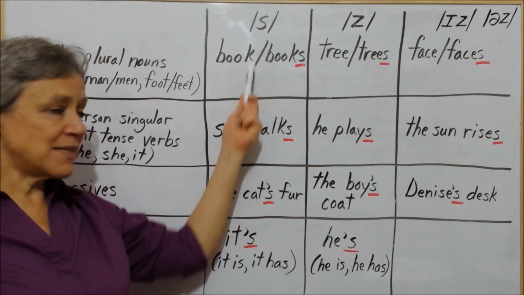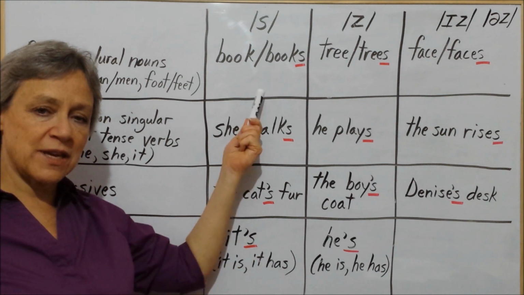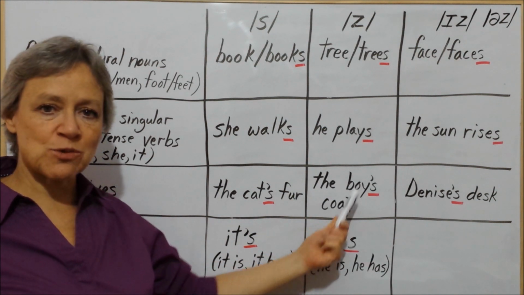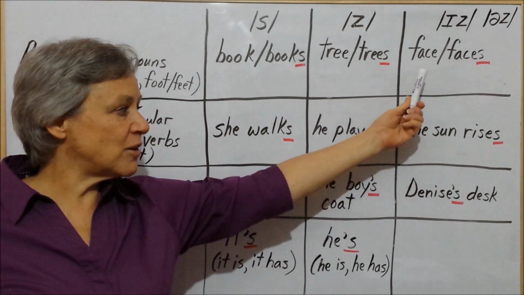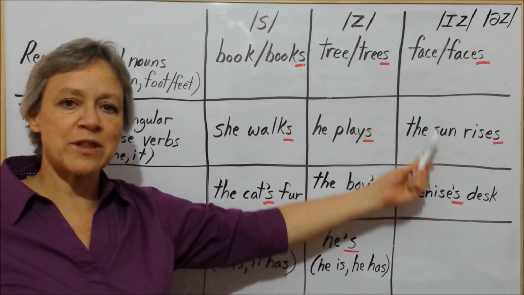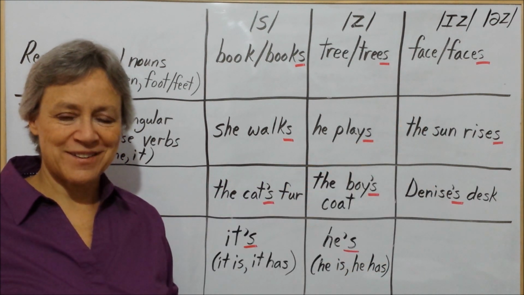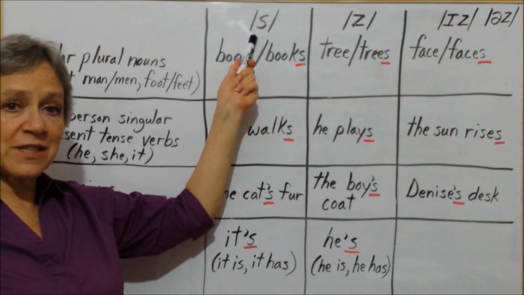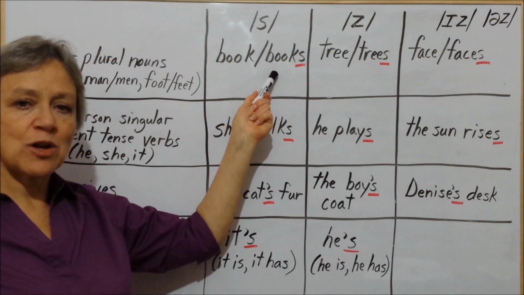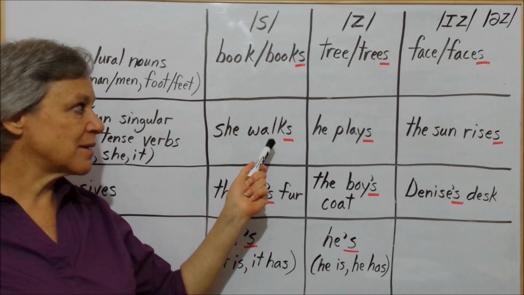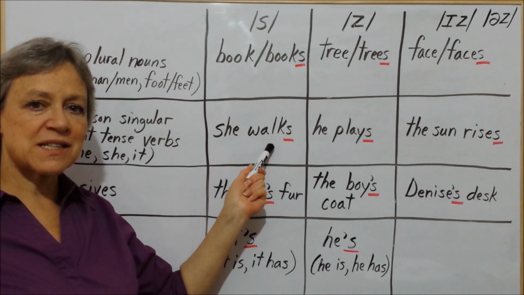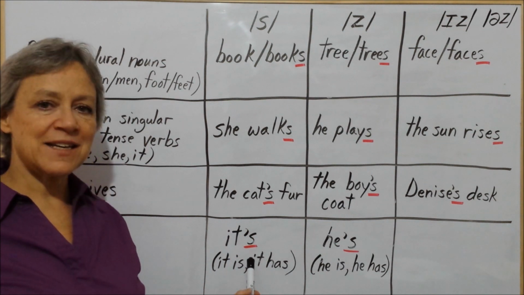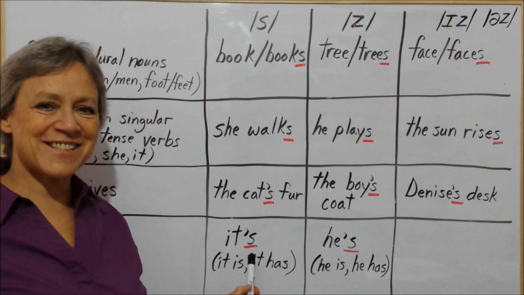All of the S's in this column are pronounced with the S sound. All of the S's in this column are pronounced with the Z sound. And all of the S's in this column are pronounced with the IZ sound. Please listen while I pronounce these words for you. So this is S. Here we have books, walks, cats, and it's. Okay, S.